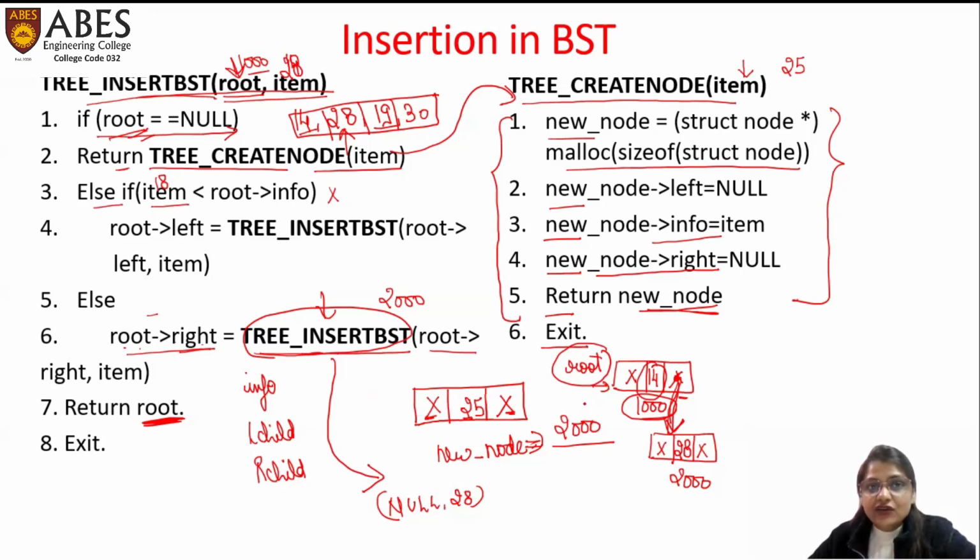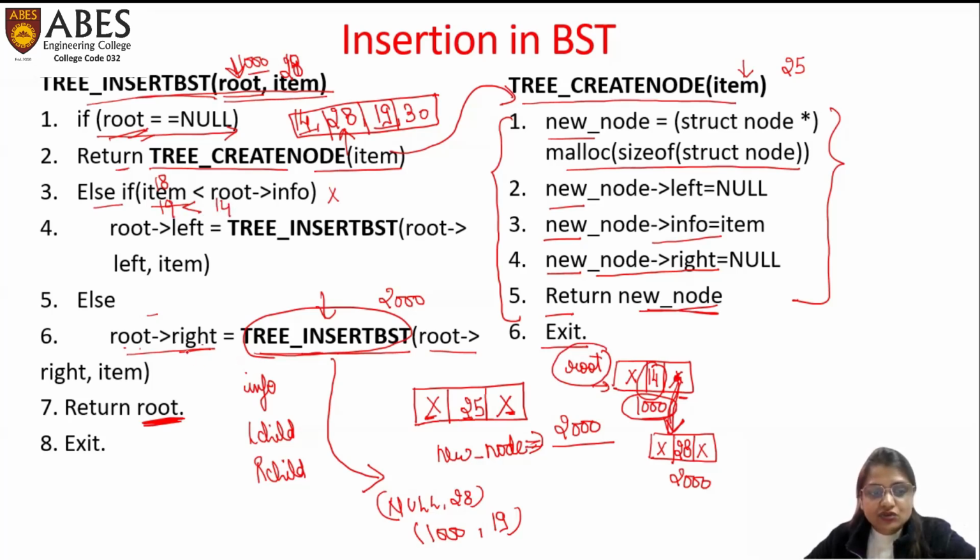Okay. The next value is 1000, comma 19. The new function call will be 1000, comma 19. We will check whether root is equal to null. No. Then it will go here. Item, which is 19 now, is less than root info, which is 14? No, the condition will be false.